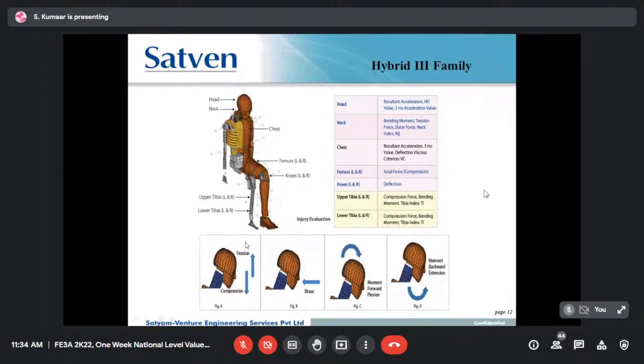And when it comes to the neck, we again have different kinds of things happening. During our simulation, the neck can go into tension or compression, or we can experience some shear, and it can measure moment in forward flexion and moment in backward extension. So all these three things will be recorded by the sensors during the crash simulation and physical crash tests.